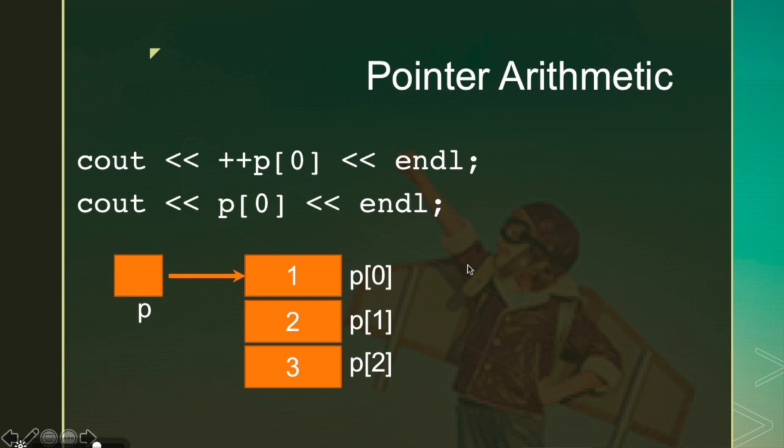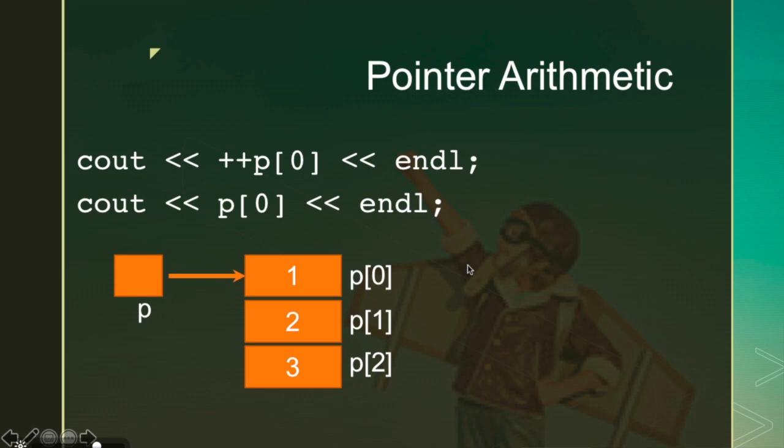Now I want to point out that you can actually do pointer math. You can increment or decrement, using the operators to increment the pointer to the next record. The compiler is very smart. It not only increments one byte, but it actually increments to the next record, because it knows what kind of dynamic array it is. So here p[0] is equal to 1.